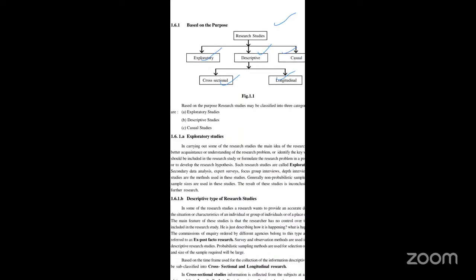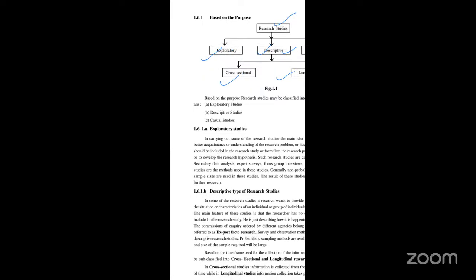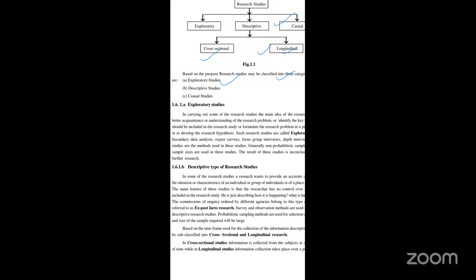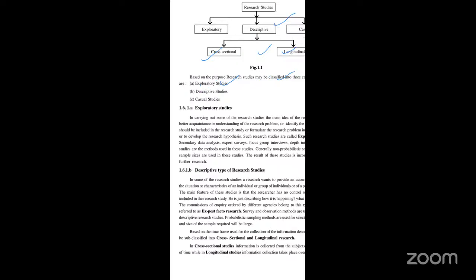So, here, exploratory, descriptive, and causal studies. These three types. Exploratory means that in carrying out some research studies, the main idea of the researcher is to get a better, adequate understanding of the research problem. That means the main idea of research is what? First, you understand the problem.